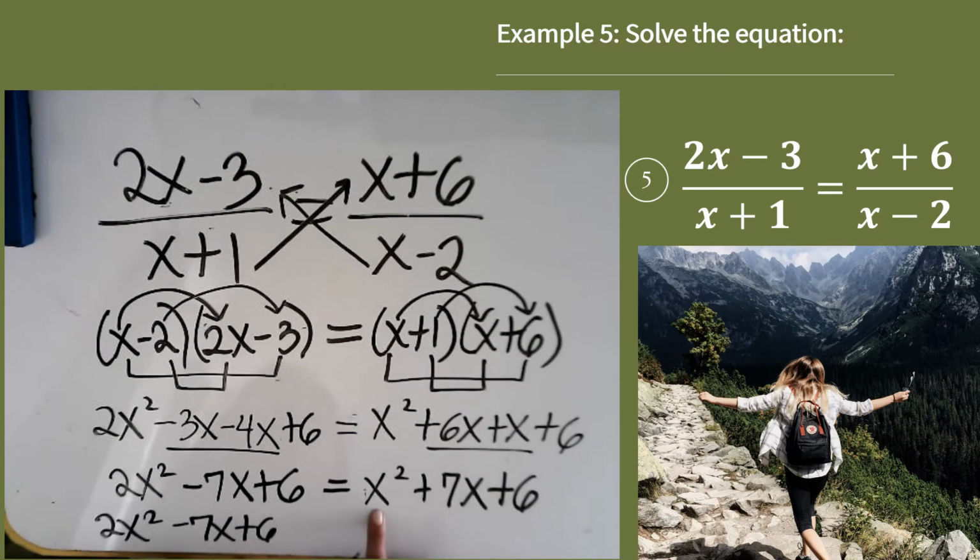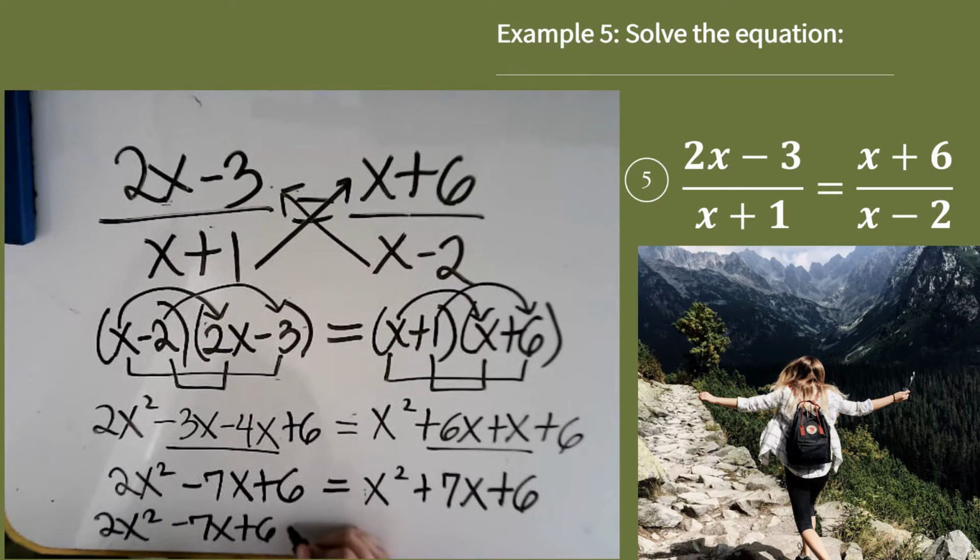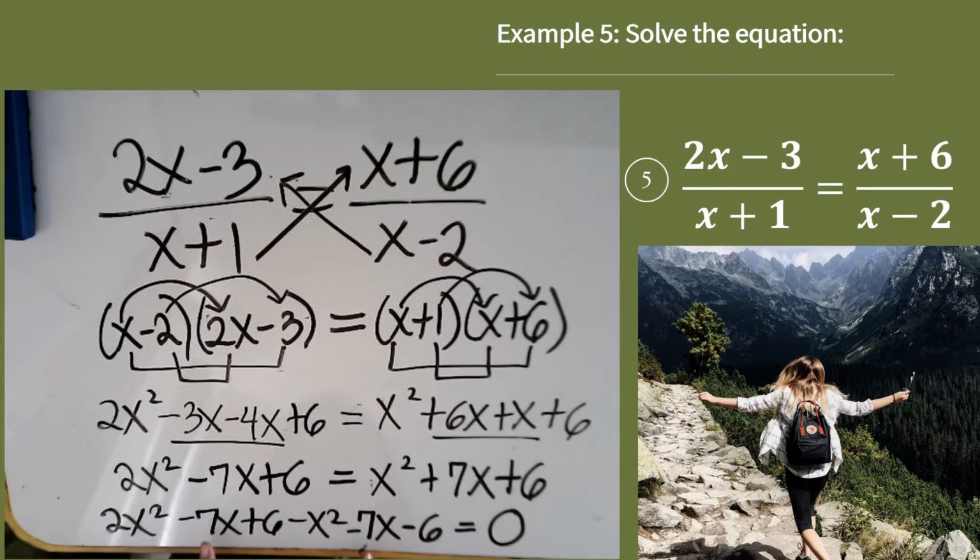Then, transpose positive x squared, it will become negative x squared. And then, positive 7x will become negative 7x. And then positive 6 will become negative 6. And there will be nothing left on the right side, so we're going to write 0. Now from here, we can now combine like terms like these two 7x terms and the two terms with x squared. And we can also combine the two constant terms here.